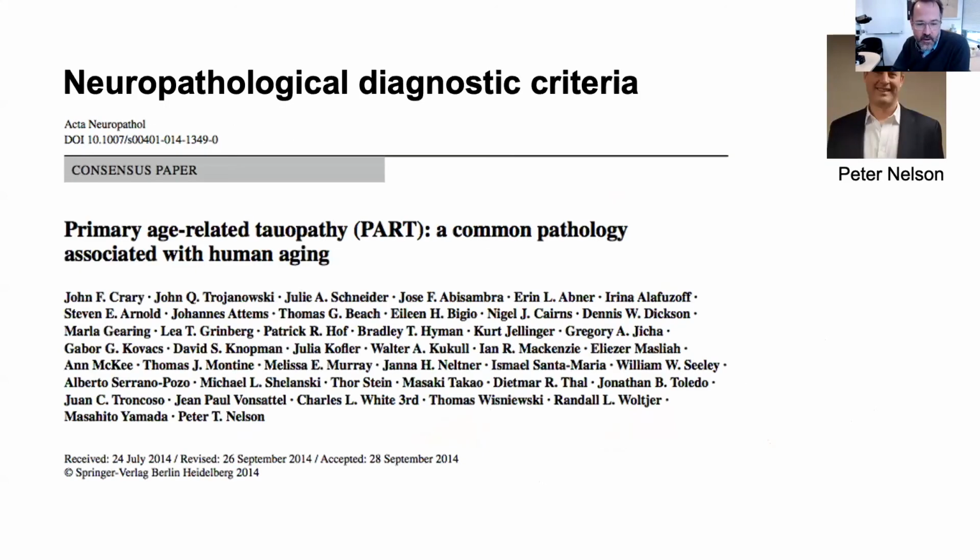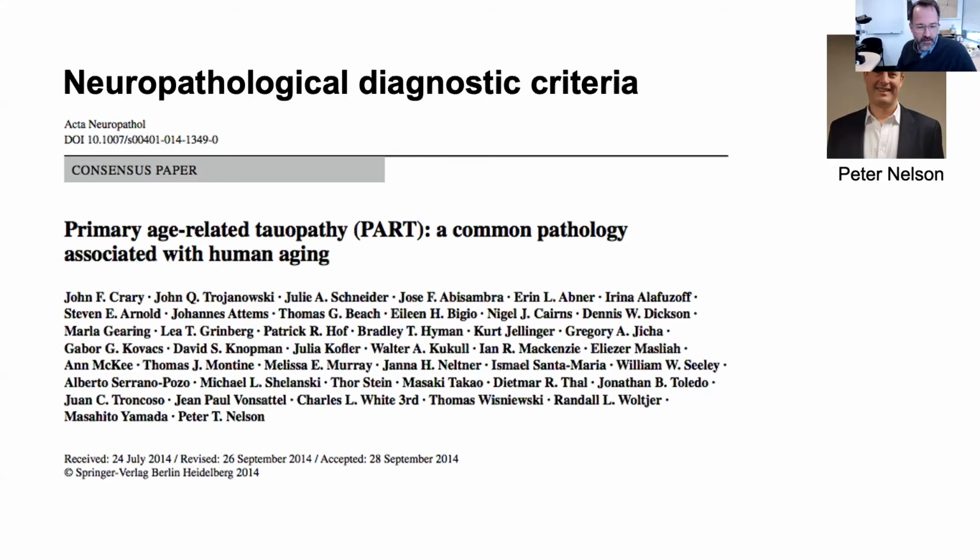Now, after all of this, we had convinced enough neuropathologists that these cases with this tangle-only pattern were somehow different from classic plaque and tangle Alzheimer's disease. They were different enough that they deserved a proper designation. And so we worked with John Trojanowski, Julie Schneider, and a lot of other people at ADRCs and brain banks across the world to hash out some criteria and give it a name. And we came up with the name primary age-related tauopathy.